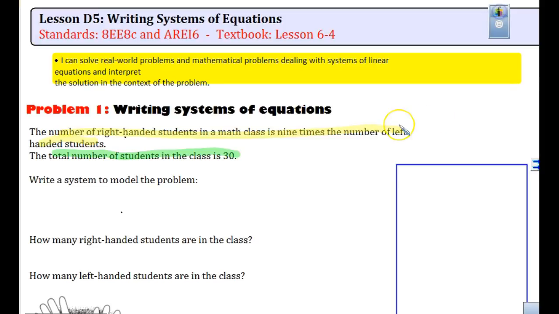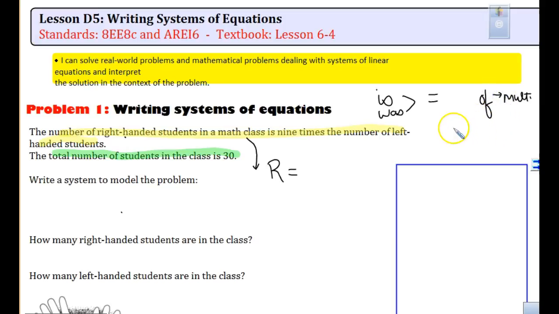If I was writing this, I might start that first one looking at what this first statement is telling me. And the first statement tells me that my right-handed students is. Keywords in writing equations, is and was, those often are our equal sign. Sometimes you might see the word of. Of usually means to multiply when you see that.